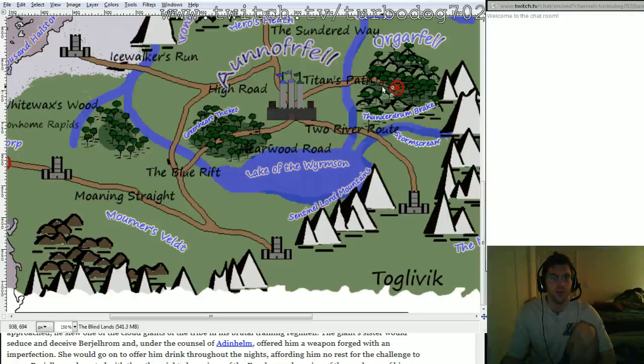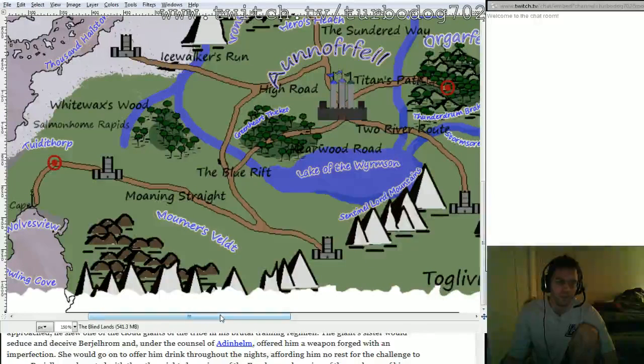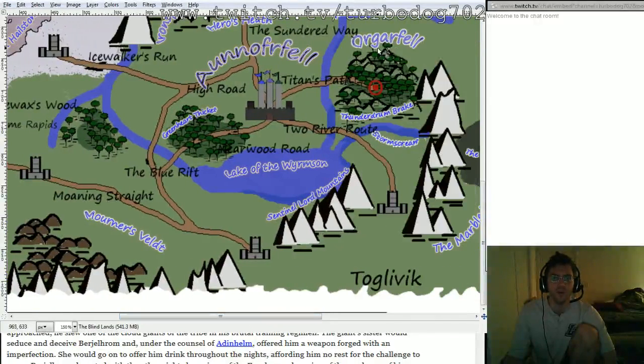Titan's Path goes to a place where giantkin are an enormous factor. They do raids in Orgerfell all the time. Ice Walker's Run. All of these things describe things. The Blue Rift. It's a river, so it's obviously blue, and it's the Blue Rift because it's actually the deepest river inside of this region. It just goes straight down, and even though this is fresh water and you can actually pretty clearly see through it, it's so deep that it's actually black going into the ground.